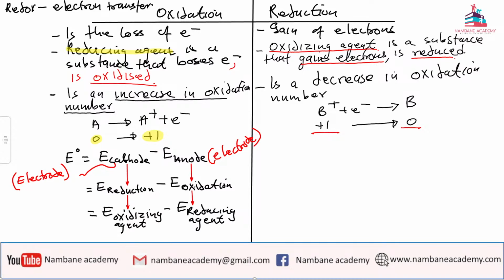The electrode in which oxidation takes place is called the anode. The electrode in which reduction takes place is called the cathode. And now one must always ask, ladies and gentlemen, what happens in a situation where I am told now which one is cathode, which one is anode? It becomes very easy. Let's check.